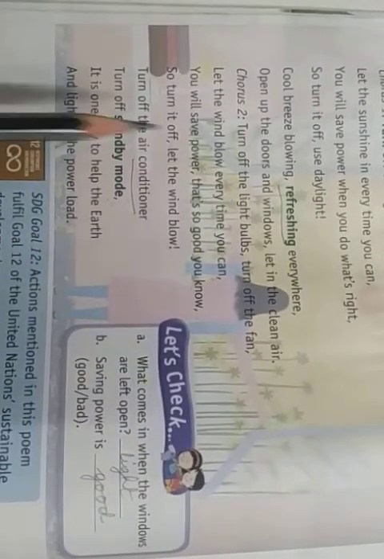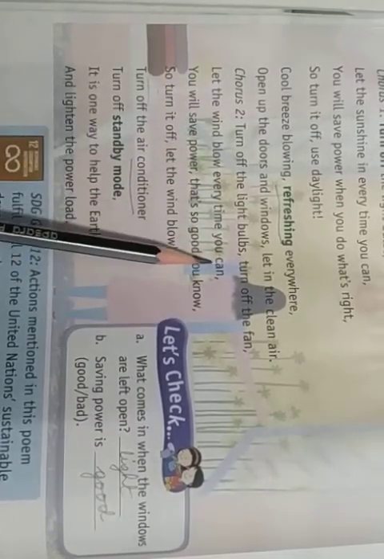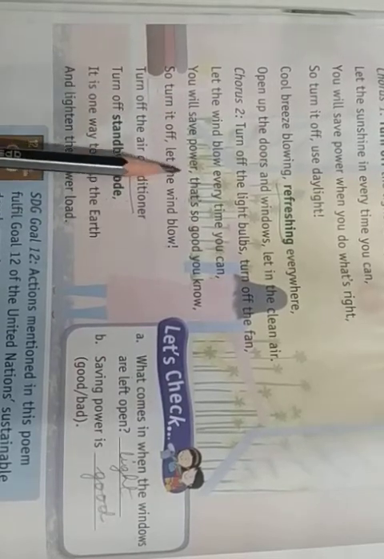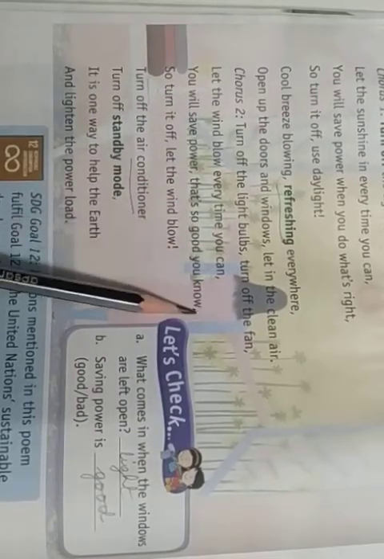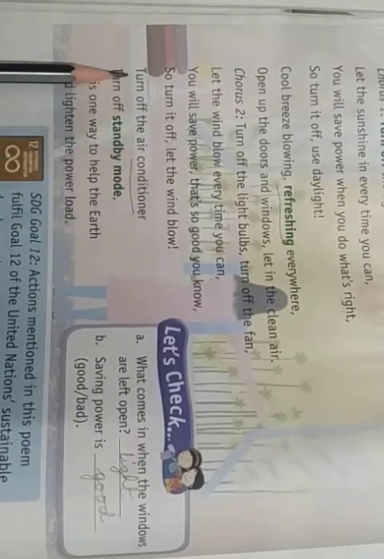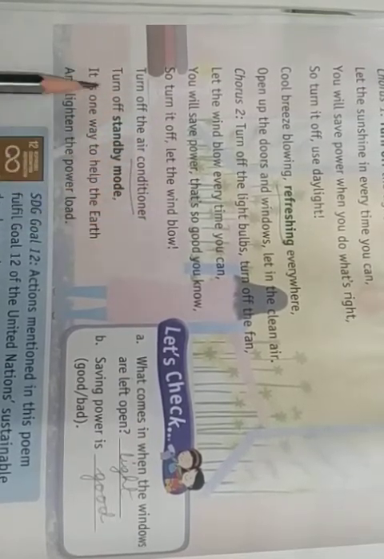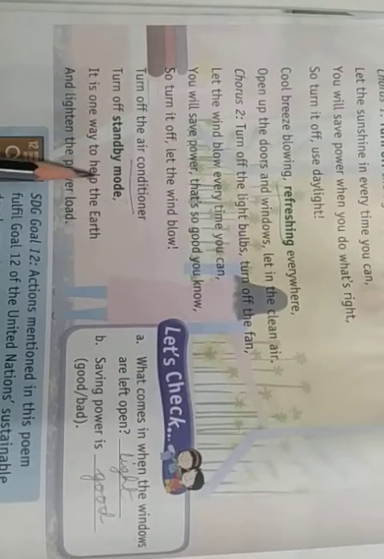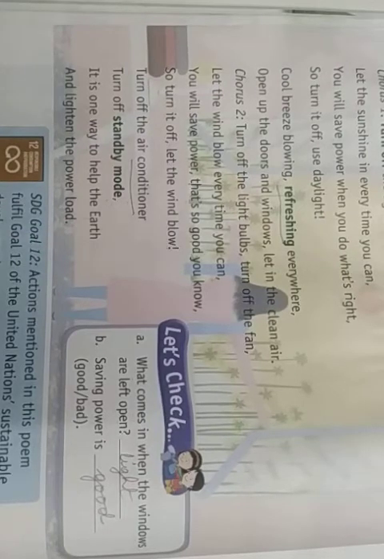Next is chorus number 2. Turn off the light bulbs, turn off the fan, let the wind blow every time you can. You will save power, that's so good, you know. So turn it off, let the wind blow. Turn off the air conditioner, turn off standby mode. It is one way to help the earth and lighten the power load.